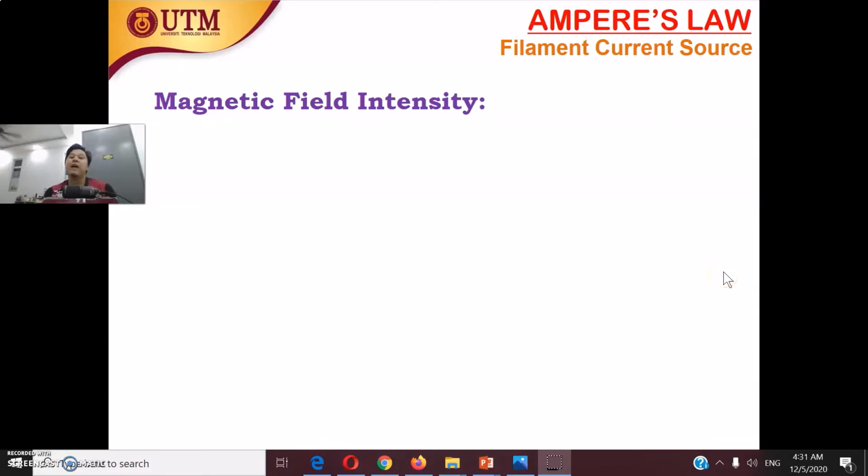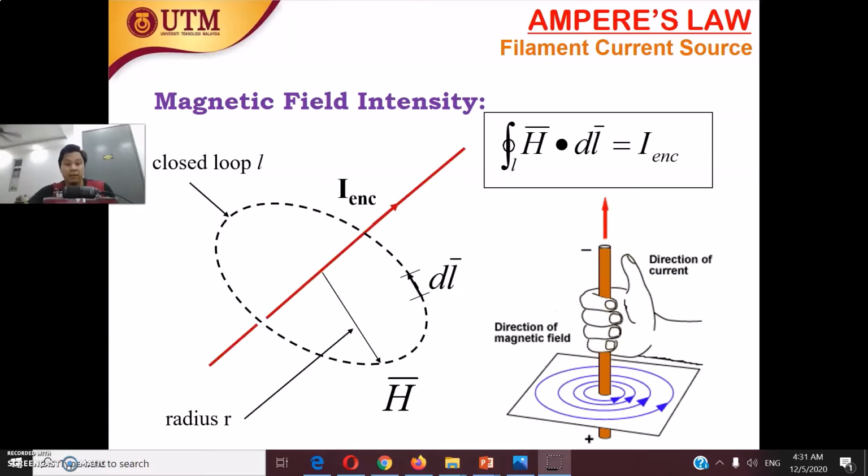Now we will see how to find the magnetic field intensity for the different current sources. The first current source is a filament current source. A filament is a long conductor of very thin wire carrying a current. To find the magnetic field intensity, we can use this formula, the closed integration of H dot dl equals I enclosed.